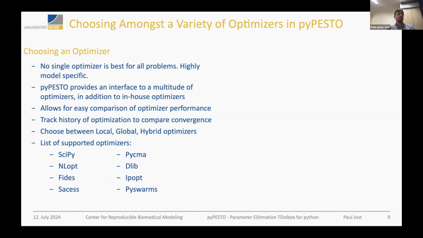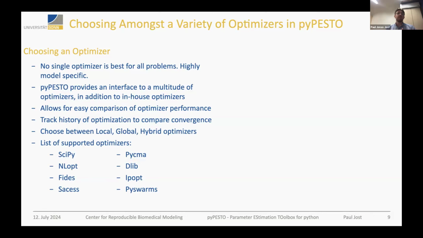Which again means that you need to swap around a lot with the optimizers and you don't always want to adhere to the SciPy optimizer standard and how to do a parameter estimation there and then switch to the PySwarms optimizer because it requires a different data format. This is where pyPESTO comes into play because it interfaces a multitude of those optimizers and in addition has some in-house optimizers.